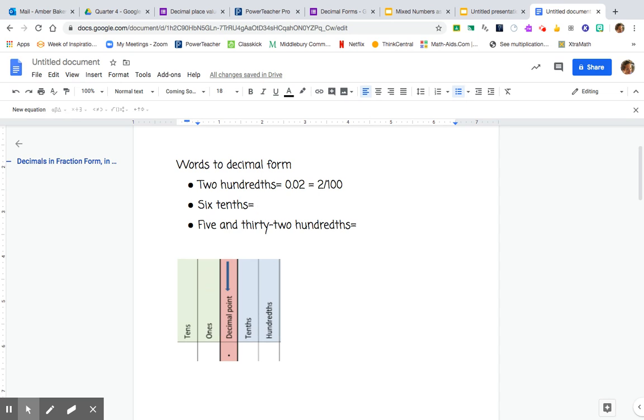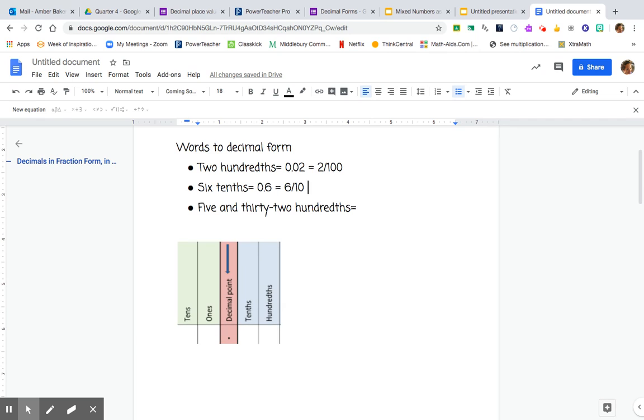So let's do 6 tenths. Again, down here, I'm going to say the number, which is 6, and I know the 6 goes under the tenths. So to write it as a decimal, 0.6. I don't have any hundredths, so I don't have to put anything, or I can put a 0. You don't need to. 0.6 and 0.60 mean the same thing. And then to look at this as a fraction, I would just write 6/10.